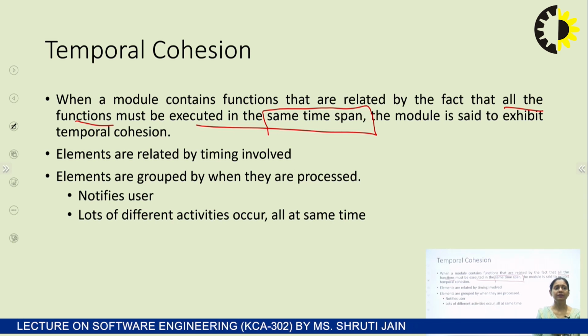So here the elements are related by the time involved. They are grouped by when they are processed, like they notify the user that some update has been done, or a lot of different activities occur all at the same time, maybe on a website or so.